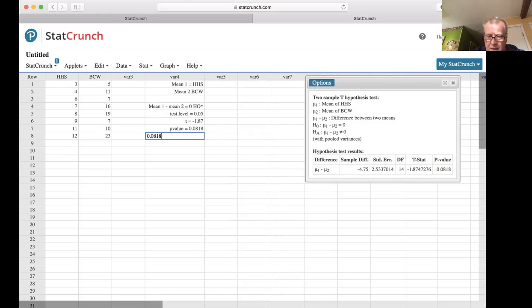0.0818 is greater than 0.05. So that means we're going to fail to reject H0. If we fail to reject H0, that means that if this is the claim, we can support it because we failed to reject it. If we rejected it, then we could not support that claim.